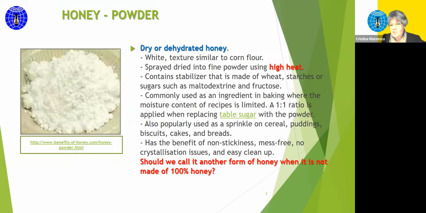powder like table sugar. But this is indeed beneficial because it is not sticky, it's mess-free, does not have any crystallization issues, and it's easy to clean up. But should we call this product honey anymore? It's just a question, and I would like to see your feedback.